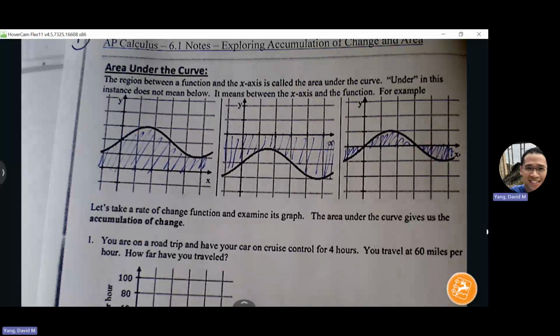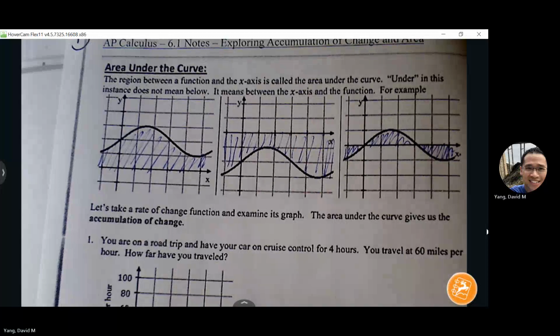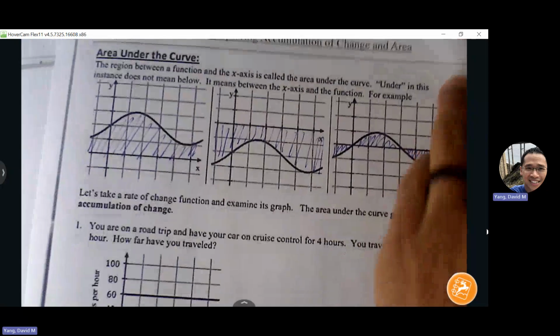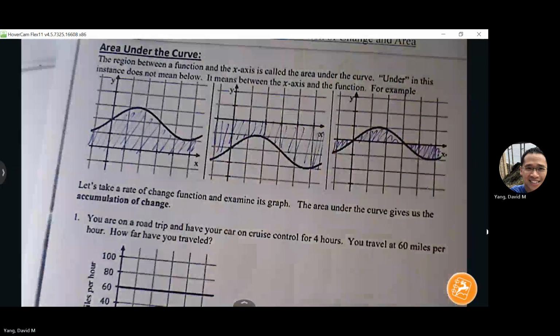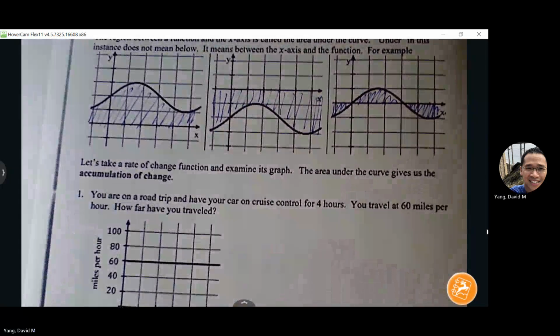Now, sometimes that region we can find using geometric formulas, especially if it fits into nice straight lines or nice geometric shapes. But if not, then we will need calculus, and we'll get to the calculus methods later. But let's talk about some important concepts first.